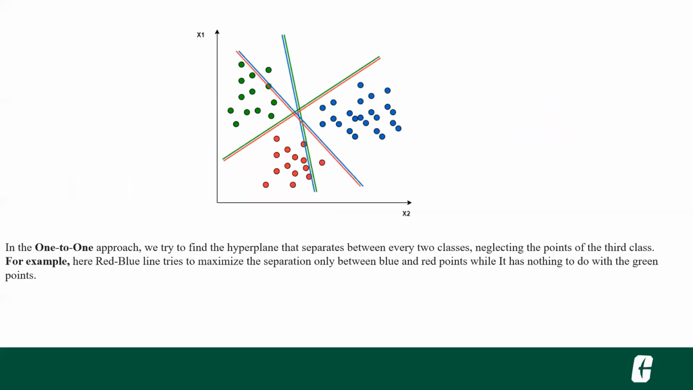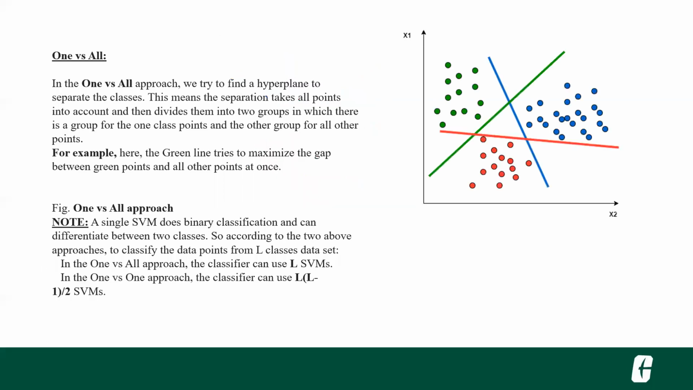In the one-to-one approach, we try to find the hyperplane that separates every two classes, neglecting the points of the third class. For example, here the red-blue line, the blue-green line, or the green-red line. These lines separate two colors from each other, and they don't take the third class into consideration. That's what the one-to-one approach is.